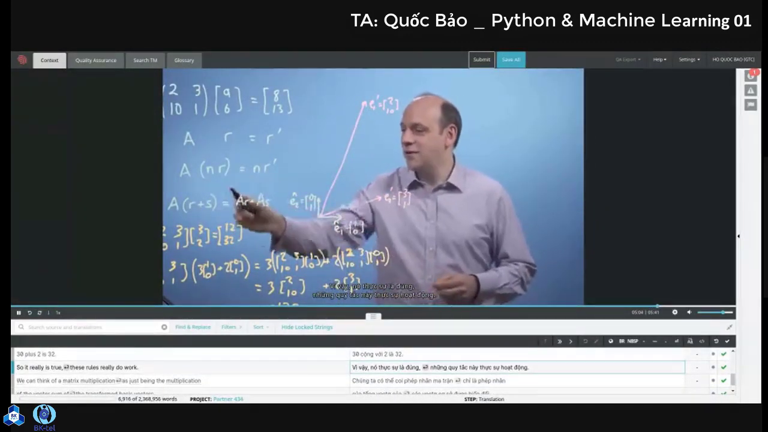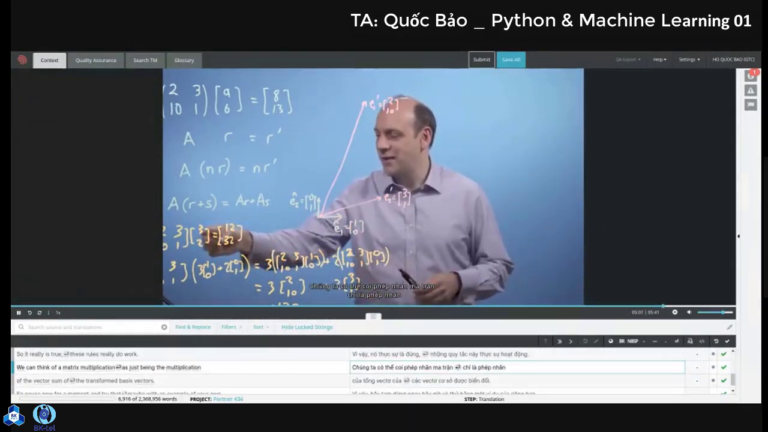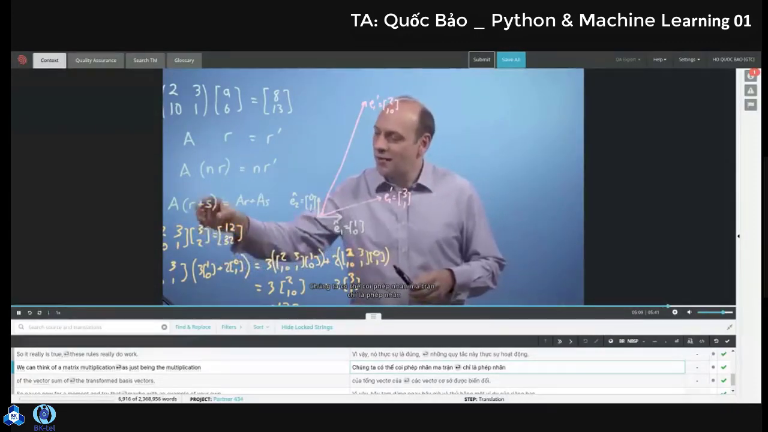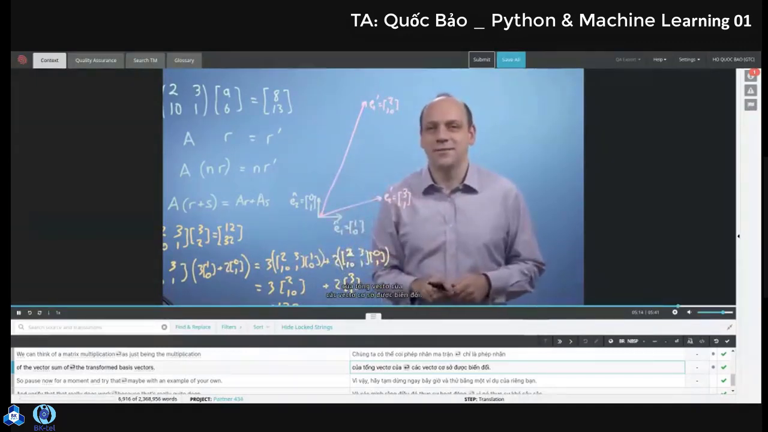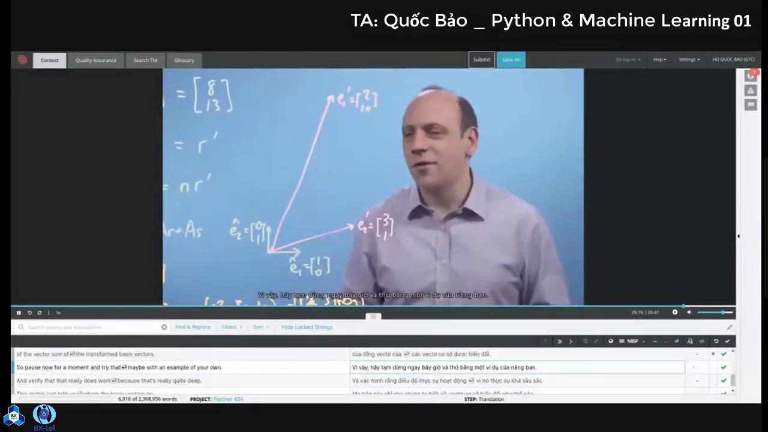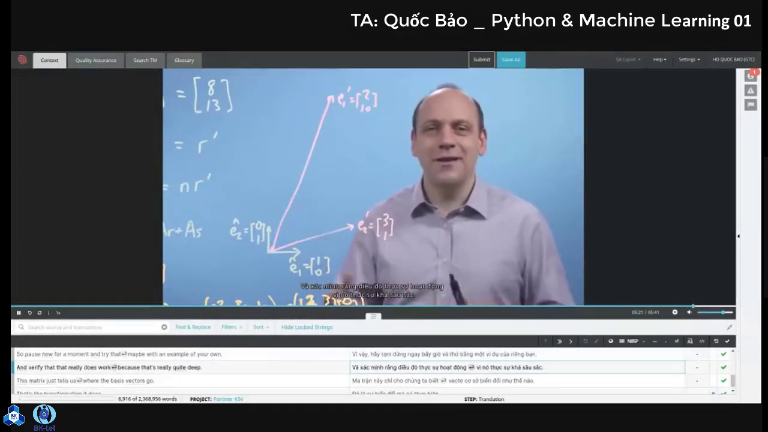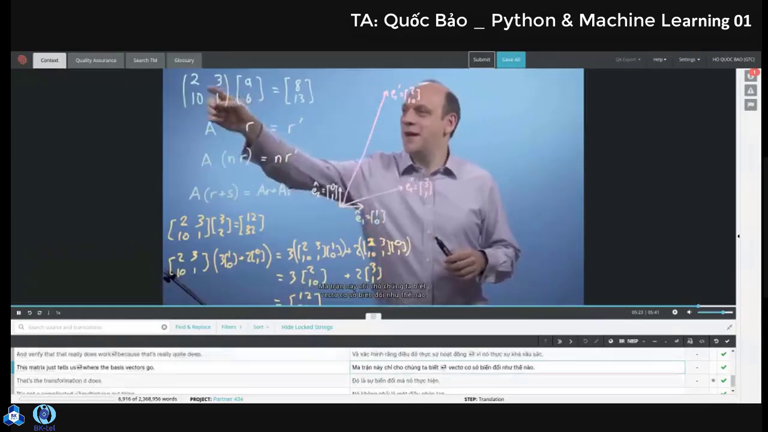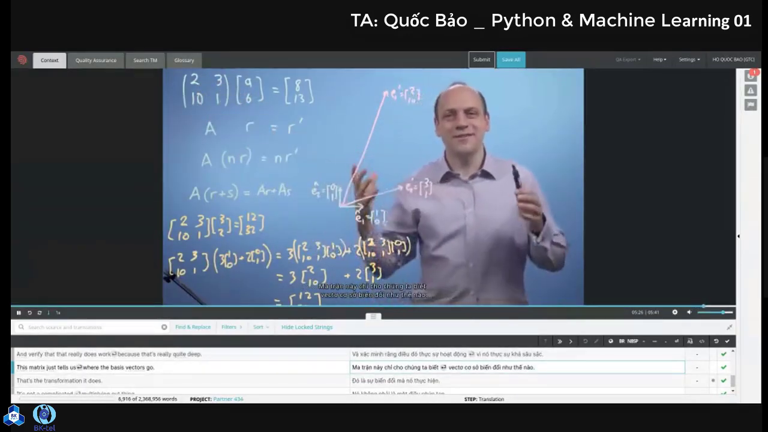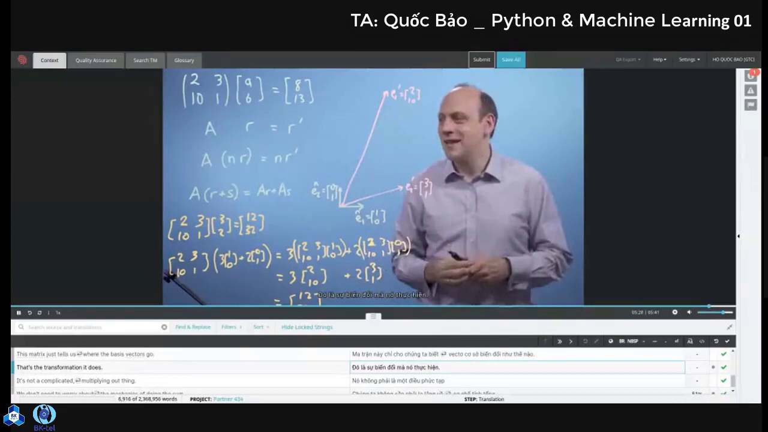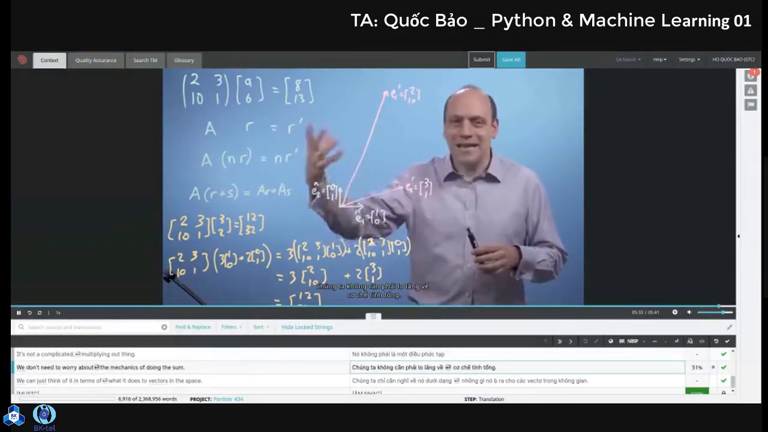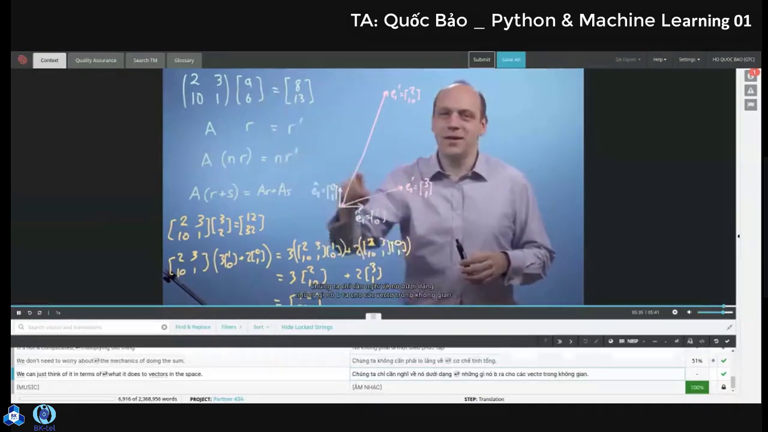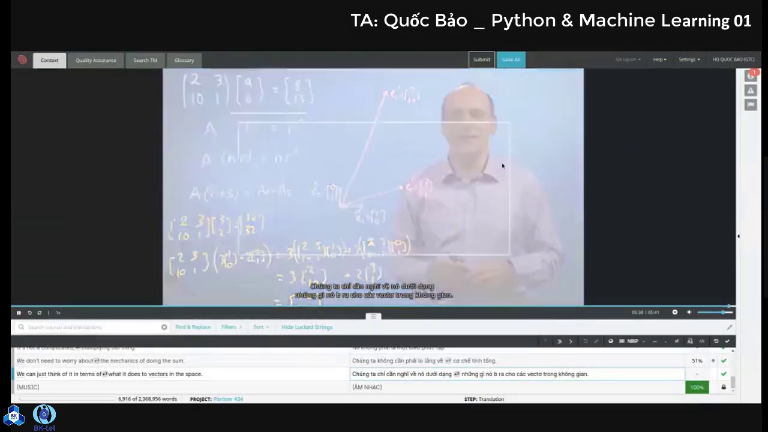These rules really do work, and we can think of a matrix multiplication as just being the vector sum of the transformed basis vectors. So pause for a moment and try that maybe with an example of your own and verify that that really does work, because that's really quite deep. This matrix just tells us where the basis vectors go. That's the transformation it does. It's not a complicated multiplying out thing. We don't need to worry about the mechanics of doing the sum. We can just think of it in terms of what it does to vectors in the space.